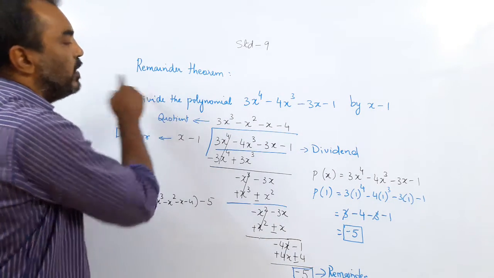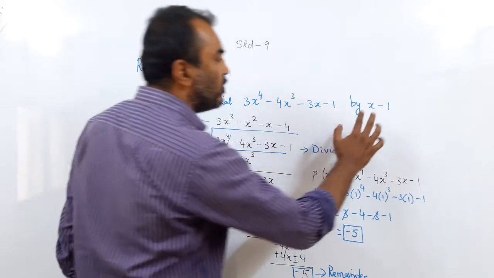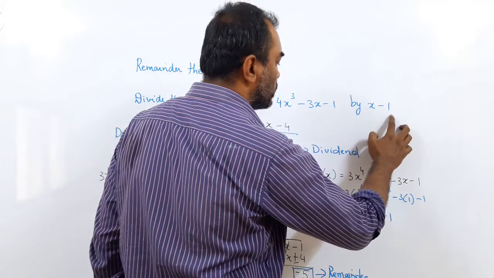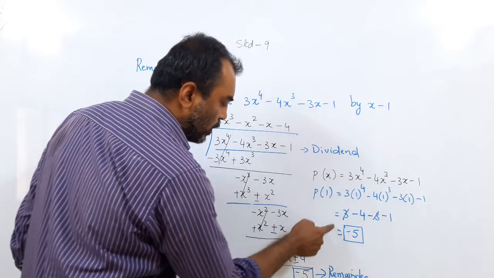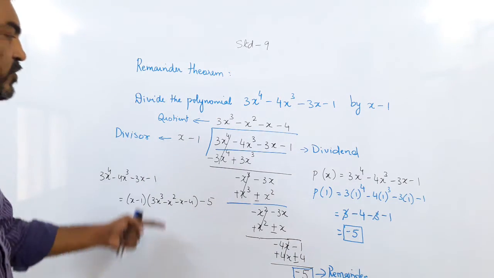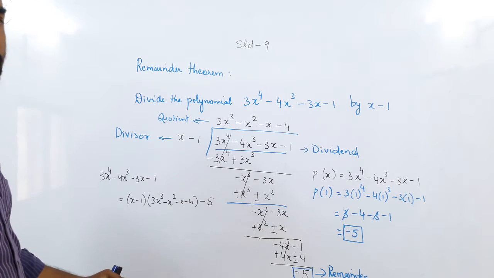So this is the remainder theorem. What does the remainder theorem tell you? When you are dividing by x minus 1, if you take x minus 1 equal to 0, x becomes 1. So directly in this polynomial, put x equal to 1 and you will get your remainder directly. Instead of doing this long division method, we have to learn this method also. This method is also very, very important.